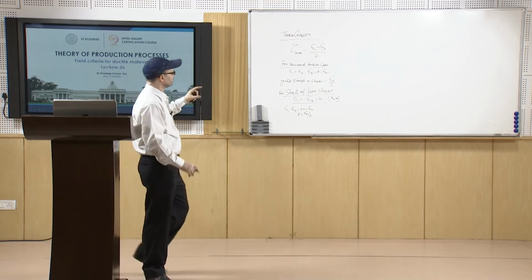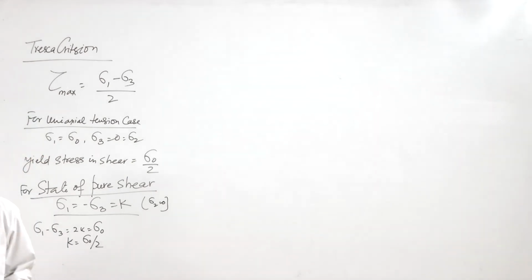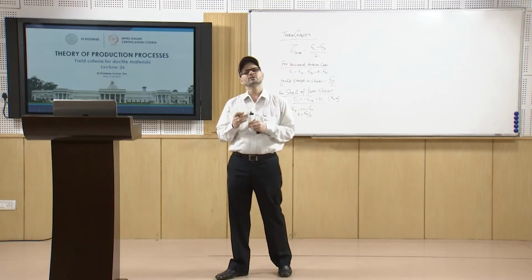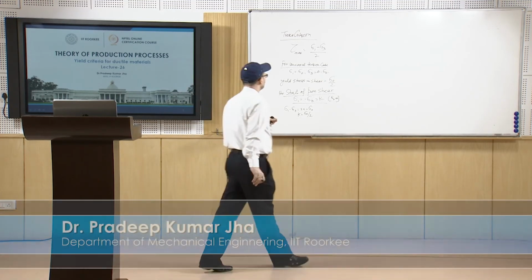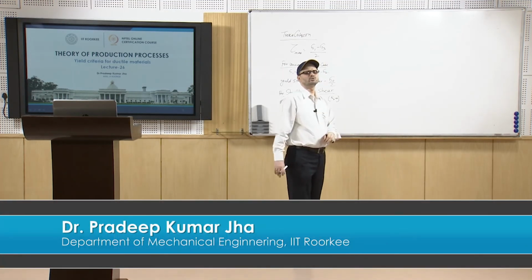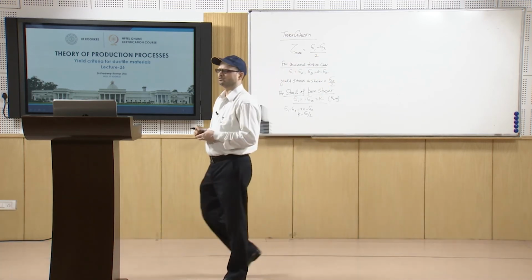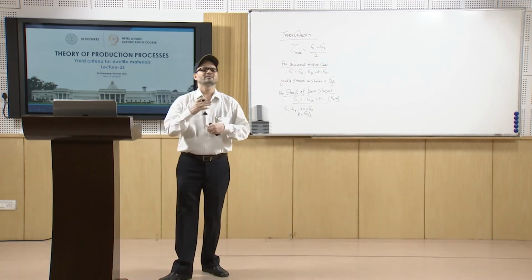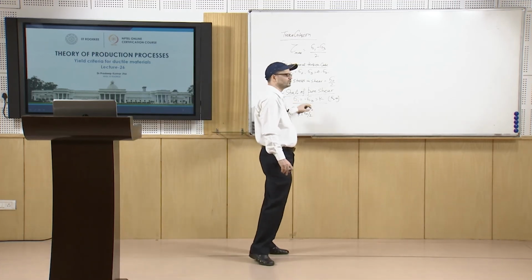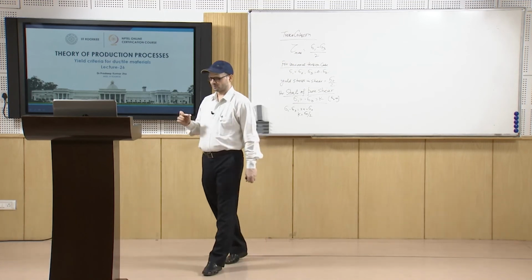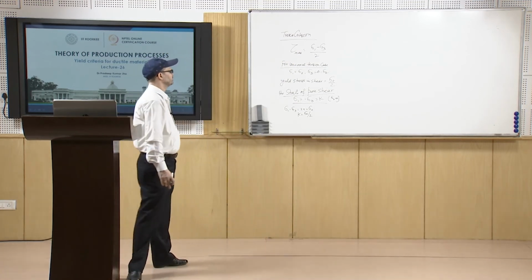Now in this case what we see is that it looks the simpler of the two yield criteria. However, it has certain disadvantages. You do not involve the use of the second principal stress sigma 2. So you only use the maximum and the minimum value of these principal stresses.